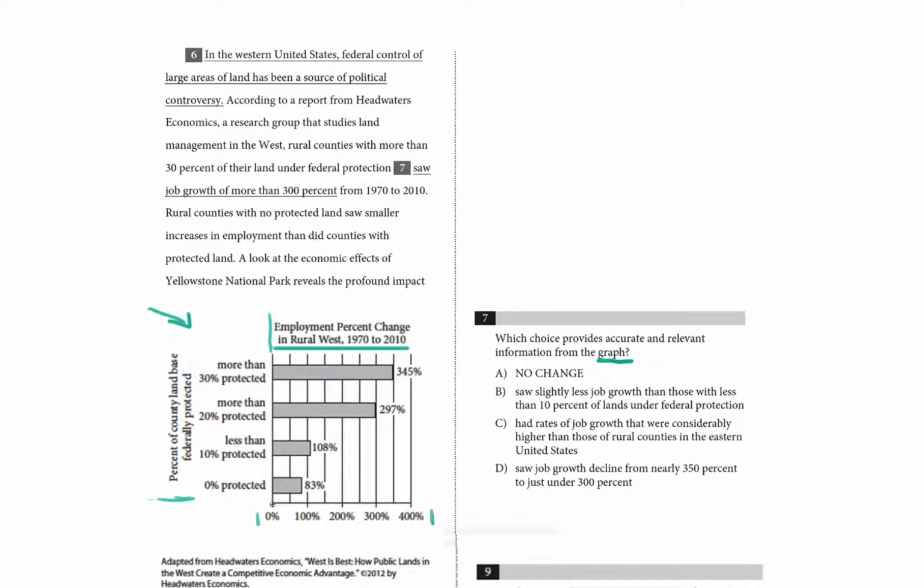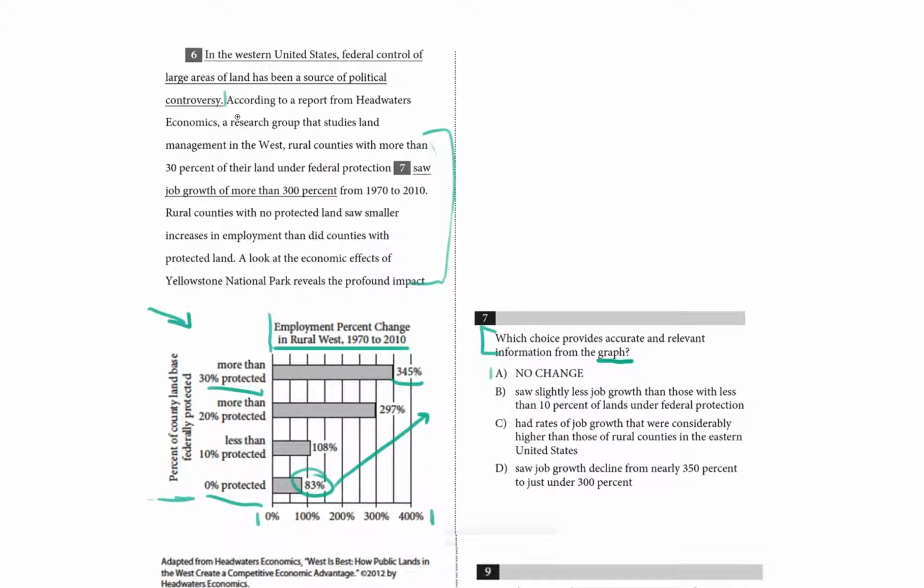So, okay, looking at this very quickly, it seems like the more of the land in your county that is federally protected, the greater the employment percent change is in these years. So if the county is more than 30% protected, you have employment growth of 345%. If it's 0% protected, the growth still exists, but it's only 83%. So let's take a look at the question, which is just going to ask us to interpret the graph and see which choice that fits into this paragraph matches the information from the graph. So let's take a look.